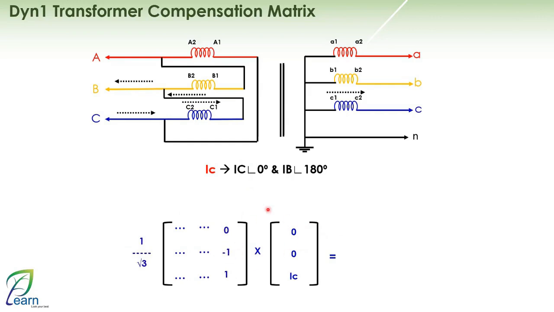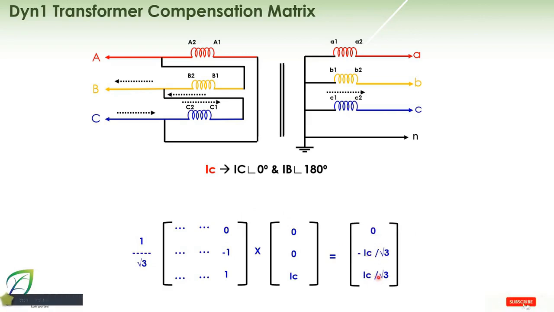Therefore, if you multiply this together, you will find that you have 0, negative IC over the square root of 3, IC over the square root of 3. Don't forget the angle of IC will be 180 degrees, meaning this value will be positive and this value negative. Positive, negative, negative, positive. I have reached the stability condition.